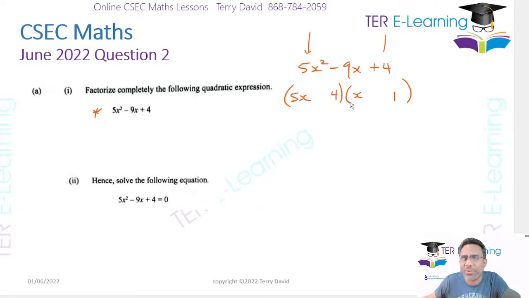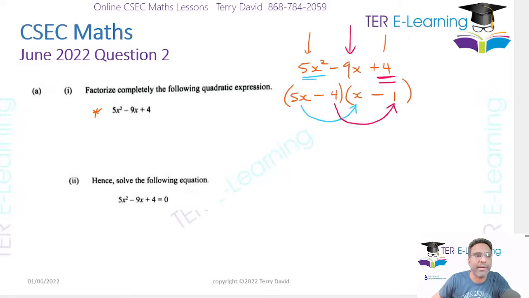So 5x by x will give me 5x squared, 4 by 1. And what if I use negative here and negative here? Let's look at this carefully. 5x by this x will give me 5x squared, so we're good. If I want to get positive 4, then I'm multiplying negative 4 by negative 1. So yes, I'm getting positive 4. Now to get the one in the middle, I'm just double checking the answer here, guys.